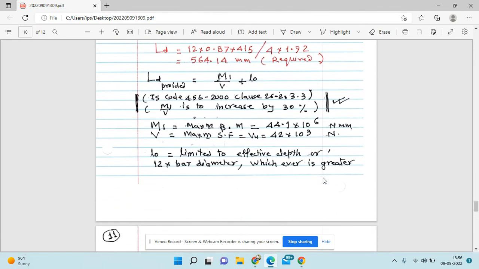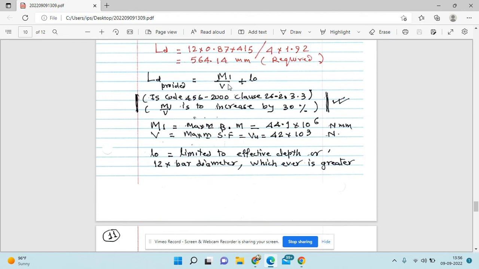Now, how much length we are supposed to provide? That can be calculated as M1 upon V plus L0. M1 is nothing but the bending moment, maximum V is the maximum shear force, and L0 has got two values: one, effective depth, or 12 times bar diameter, whichever is greater. This is already mentioned in the code on how to find out the value of L0.